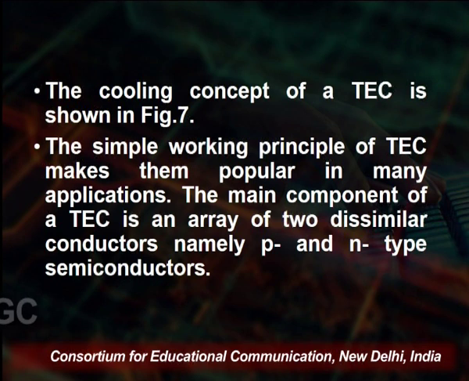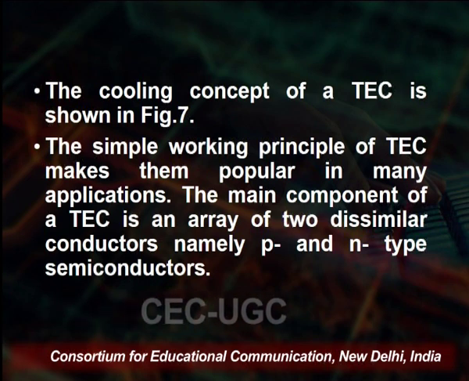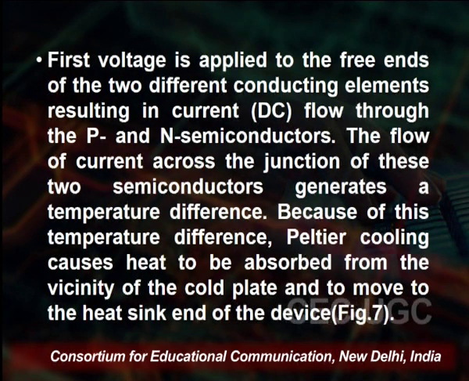The simple working principle of the TEC makes it popular in many applications. The main component of the TEC is an array of two dissimilar conductors, basically a P type and N type. First, voltage is applied to the free ends of the two different conducting elements, resulting in a current, that is a DC flow, through the P and N semiconductor. The flow of current across the junction of these semiconductors generates a temperature difference.